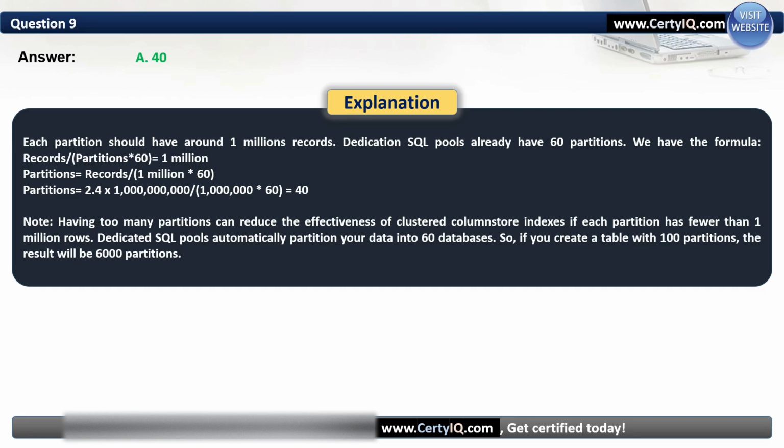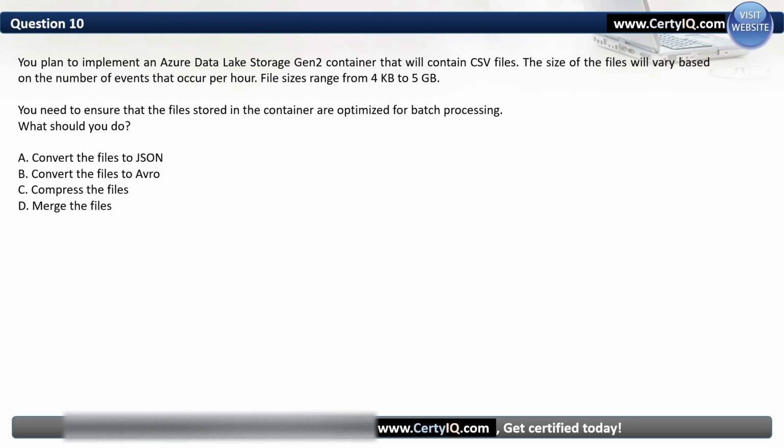Note, having too many partitions can reduce the effectiveness of clustered columnstore indexes if each partition has fewer than 1 million rows. Dedicated SQL pools automatically partition your data into 60 databases. So if you create a table with 100 partitions, the result will be 6,000 partitions.